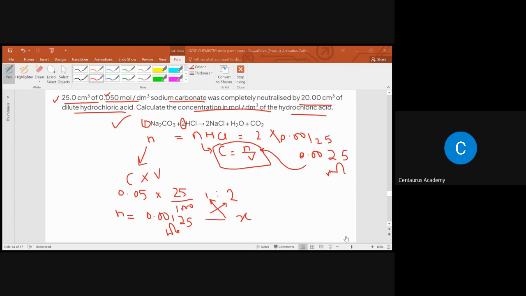0.125. 0.125. Okay, that's it. 0.125, and the units will be moles per decimeter cube. Okay. Moving on to the next one.